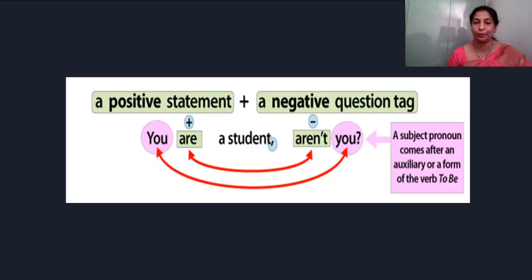To make it more clear, one more example is here. You are a student, aren't you? You are a student is a positive statement, and aren't you is a negative question tag. So you can see the interchange of the positions. The first word you is used at the last, and the second word are comes first. The positive are is used in its negative form, aren't, and both parts are separated by a comma and end with a question mark after the question tag.